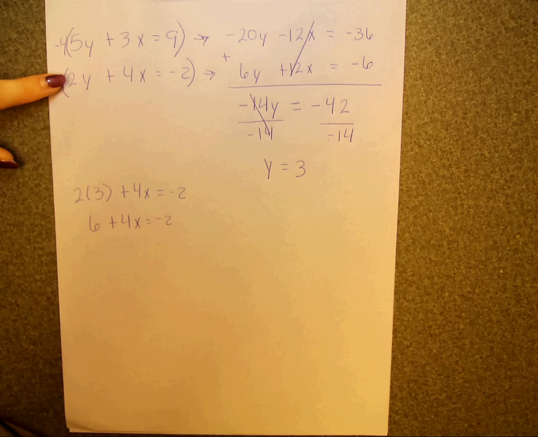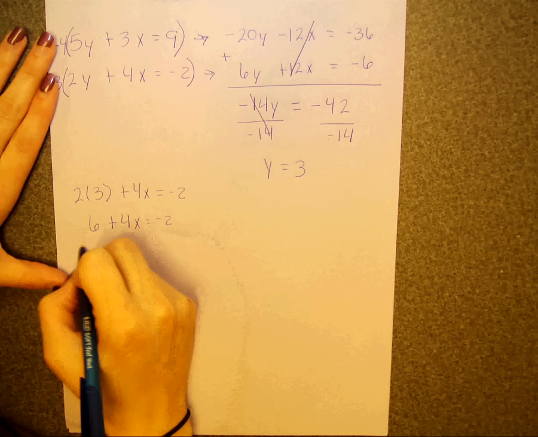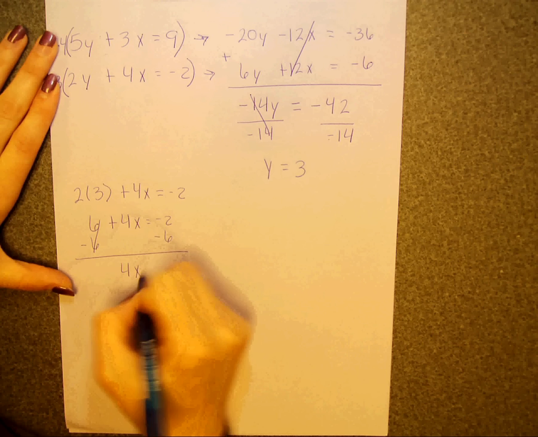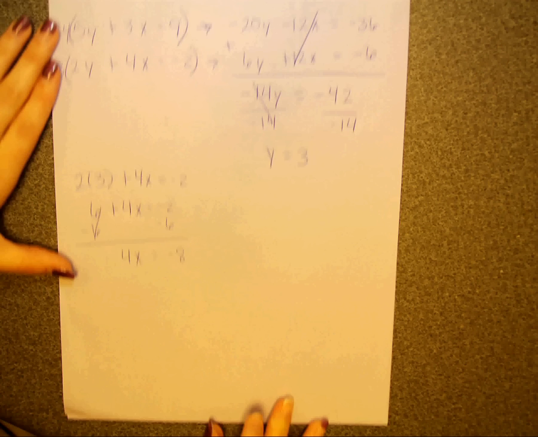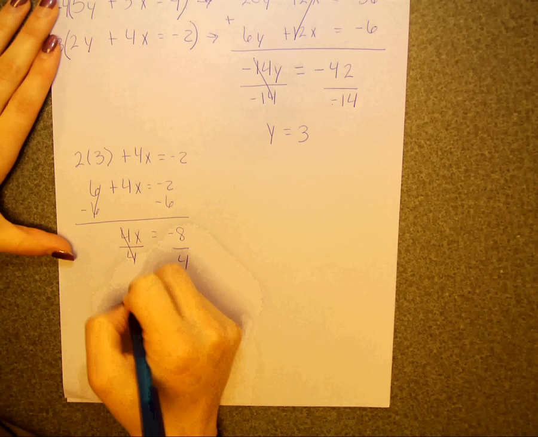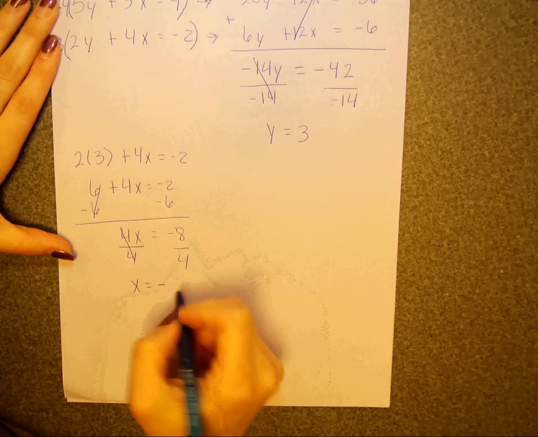So now I need to solve. Subtract 6 from both sides. I get 4x equals negative 8. Divide both sides by 4. X equals a negative divided by a positive is a negative, and 8 divided by 4 is 2. So I have x equals negative 2 and y equals 3.